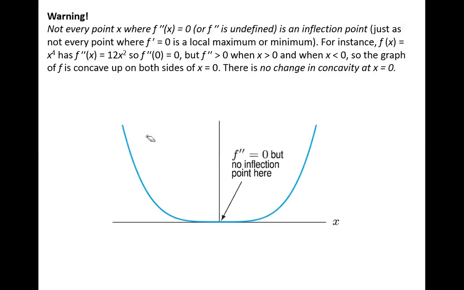Okay? And then, yeah, that's actually another example that the second derivative is 0 here. We can see it's like flat, but it's not intersecting, it's not changing the concavity. Yeah? That means we do have second derivative 0, but we don't have inflection points.